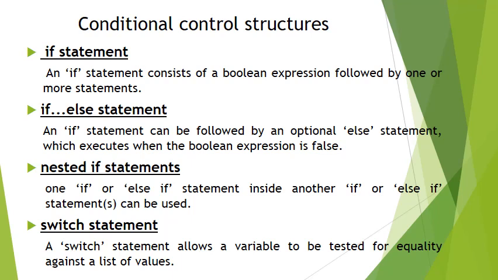The next one is nested if statement. That is, one if statement or else if statement can be embedded within another if or else if statement. Okay, that is nested if statement. The next category is switch statement. A switch statement allows a variable to be tested for equality against a list of values. We can see the examples in detail for each category of control structures.